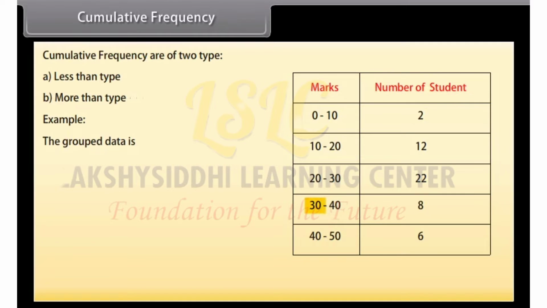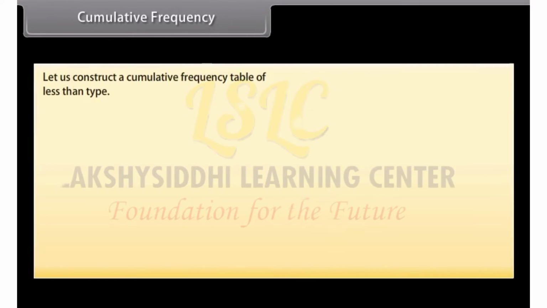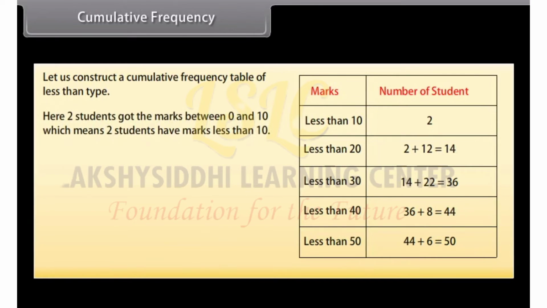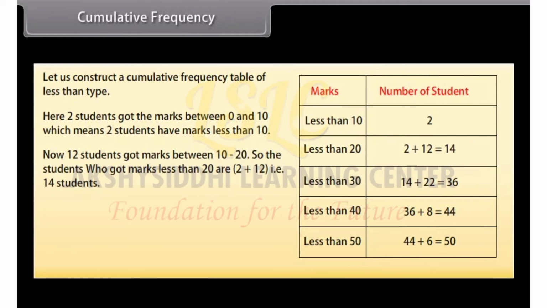For marks 30 to 40, number of students are 8. For marks 40 to 50, number of students are 6. Let us construct a cumulative frequency table of less than type for the above data. Here 2 students got the marks between 0 and 10, which means 2 students have marks less than 10. Now 12 students got marks between 10 to 20. So the students who got marks less than 20 are 2 plus 12, that is 14 students.